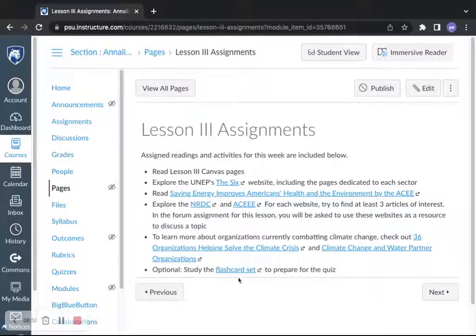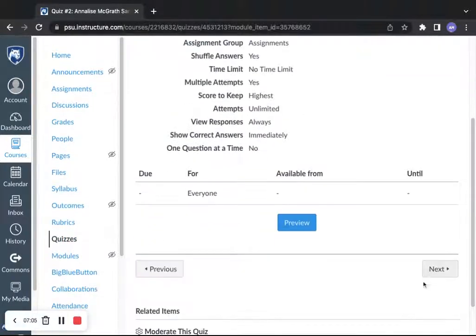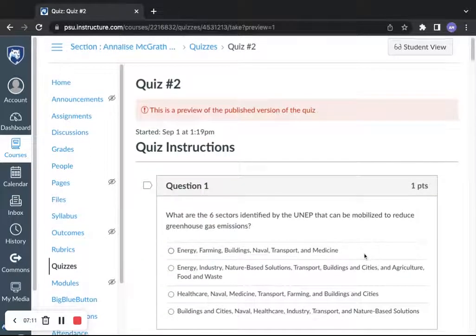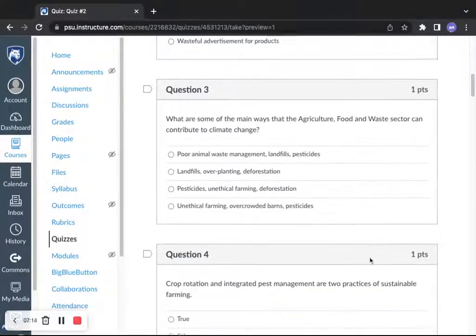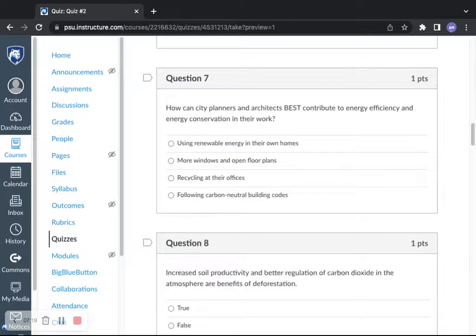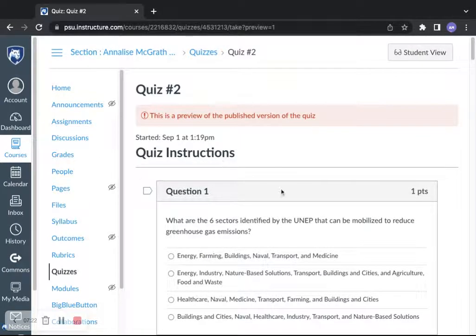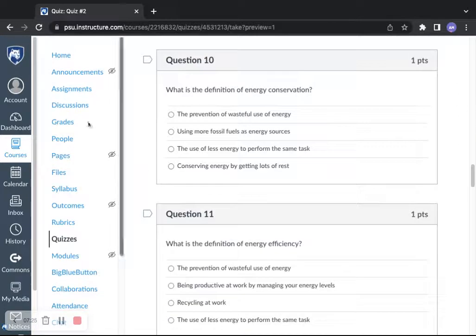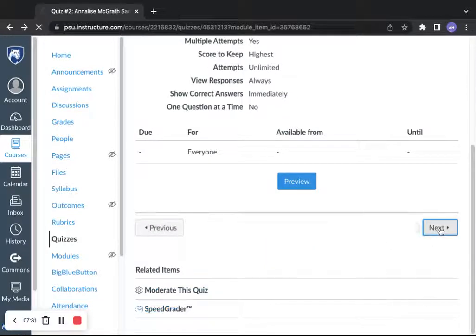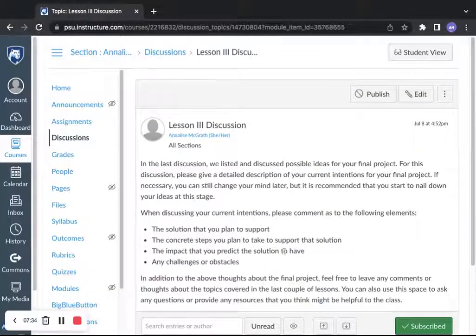And of course, there's the flashcard set. The flashcard set should kind of deal with all the information, and especially those bolded terms that were earlier in the lesson. Here we have the quiz, and the quiz will be mostly multiple choice and then some true and false, I believe. And I think, not sure about in this quiz, but in quiz 3, I know there's a couple matching questions as well. But I believe that's not the case for quiz number 2.